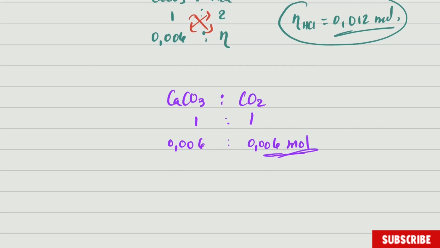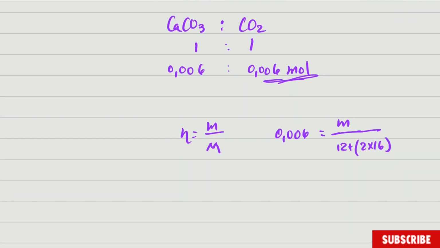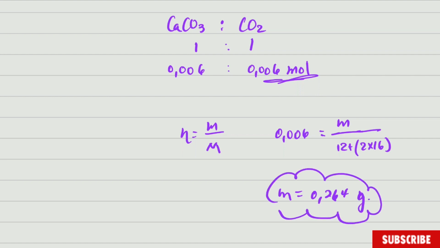And using the same formula, number of moles is equal to mass divided by molar mass, we may calculate the mass of carbon dioxide. Number of moles is 0.006, equal to mass, which we are looking for, divided by the molar mass of carbon dioxide, which is 12 plus 2 times 16, guys. And then the answer for the mass is going to be equal to 0.264 grams. This is the mass of carbon dioxide released during this reaction.